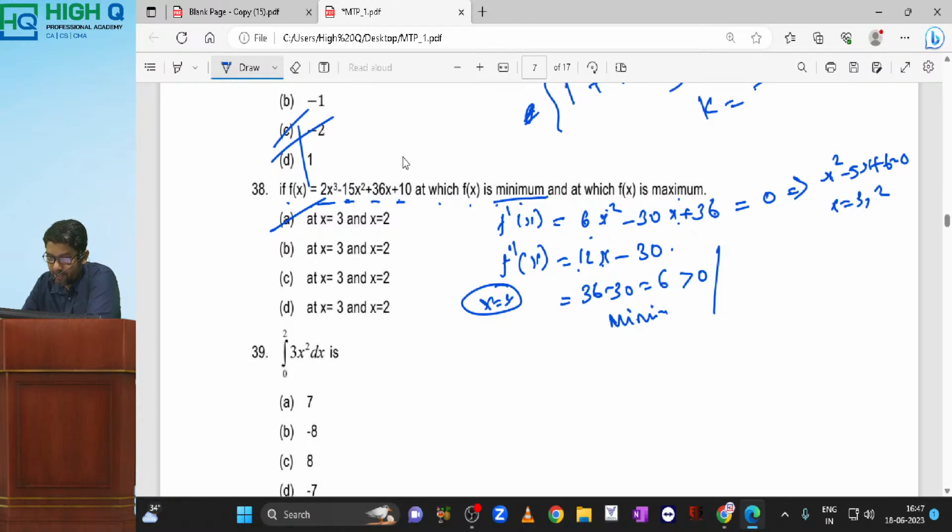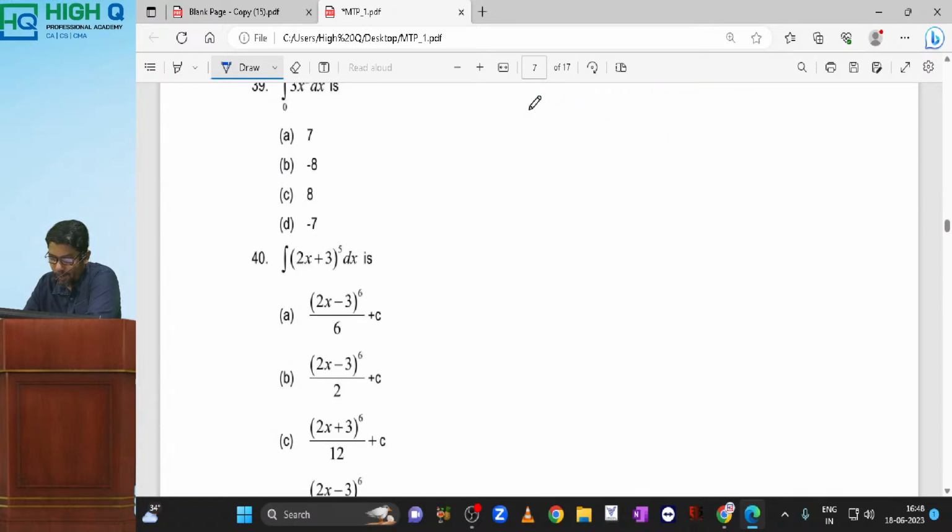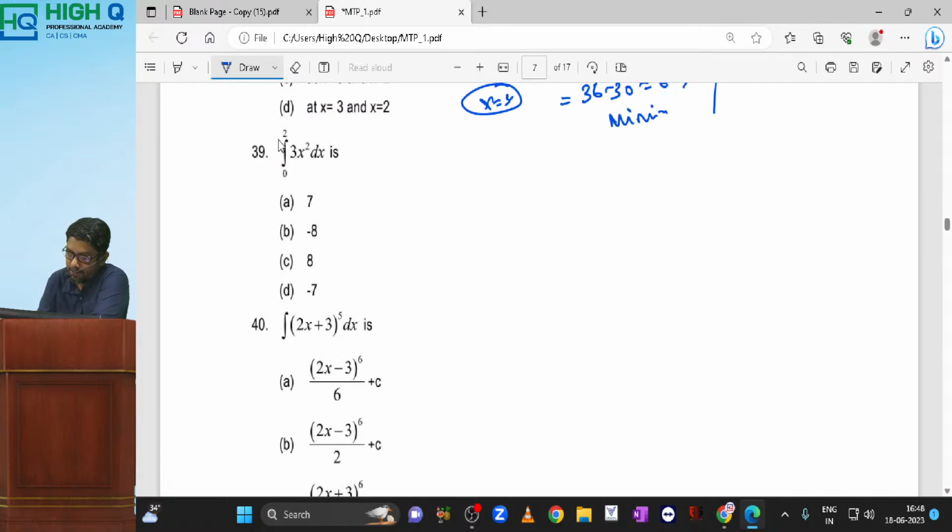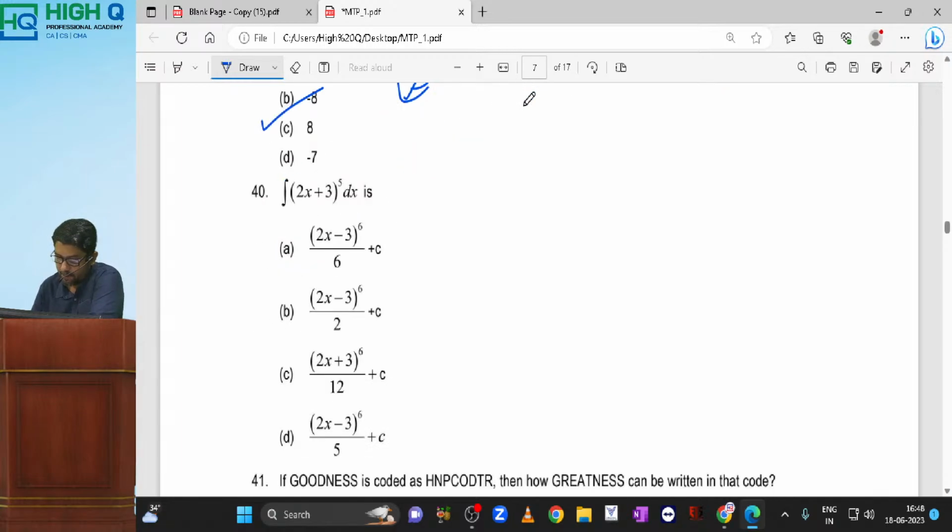Option A. Sir, what is the difference between option A, option B, option C, sir? Everything same only, right? All the options are same only. There is a mistake here. Now, 3x square by 2 is, so is it 3x cube by 3, 0 to 2. 8 is the answer. Now, what is integral of 2x plus 3 whole power 5 is? 2x plus 3 whole power 6 to 2.